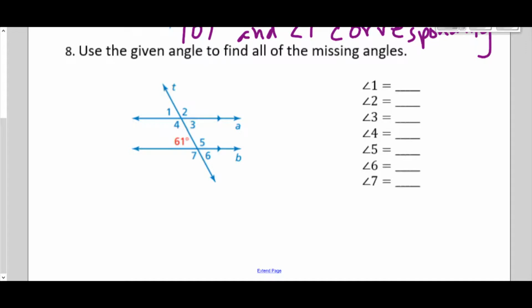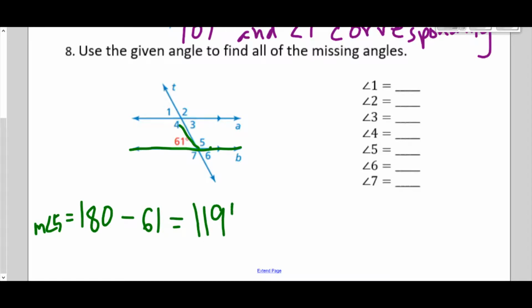If we know that this angle is 61, well, angle 5 and the 61 degree angle form along a straight line. So we know it's got to add up to 180. So for the measure of angle 5, it's going to be 180 subtract 61, which is 119. So we could say the measure of angle 5 is 119 degrees. I'm just going to write that in, 119.